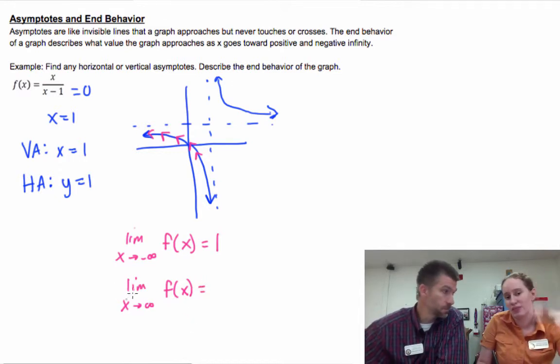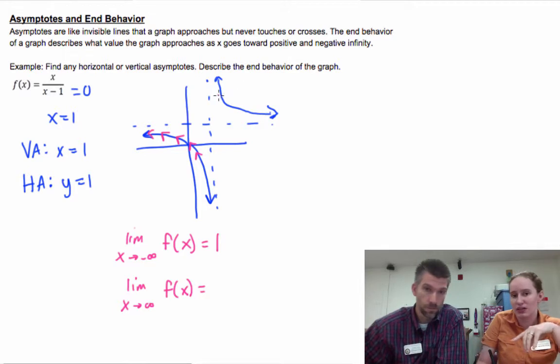The limit as x goes to positive infinity, then we'd follow our graph this way. We'd say, what are we getting closer and closer to on our function? And again, we're getting closer and closer to 1.